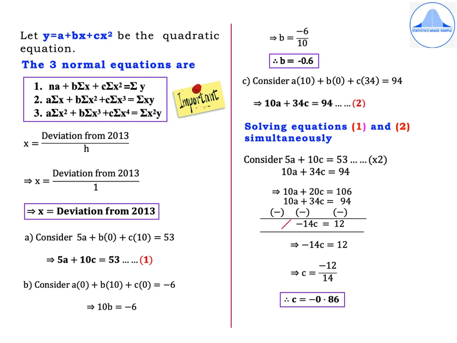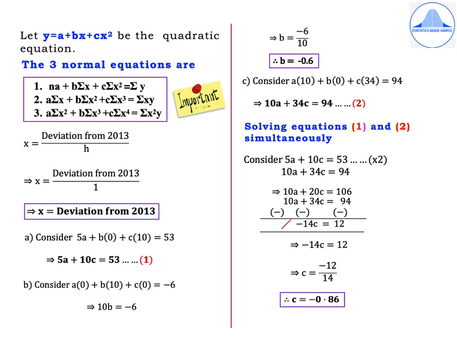Start with: let y equal a plus bx plus cx square be the quadratic equation. The three normal equations are: first, na plus b summation x plus c summation x square is equal to summation y. Second, a summation x plus b summation x square plus c summation x cube is equal to summation xy. And third, a summation x square plus b summation x cube plus c summation x to the power 4 is equal to summation x square y.